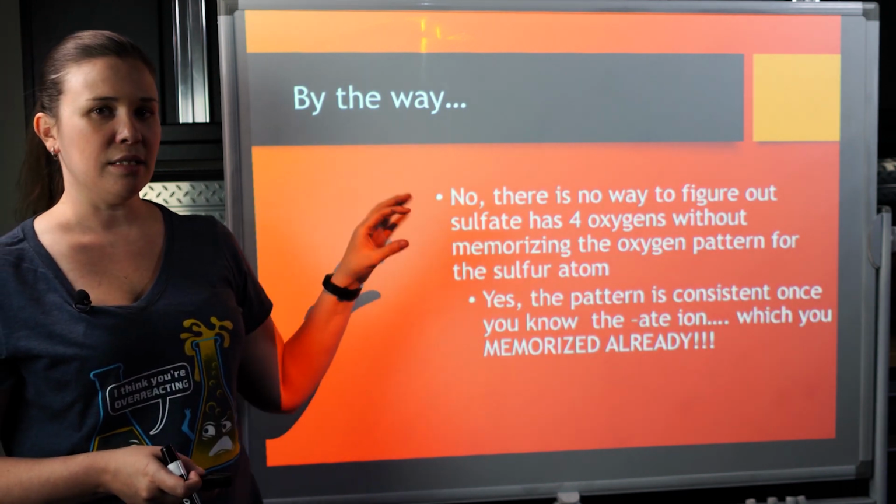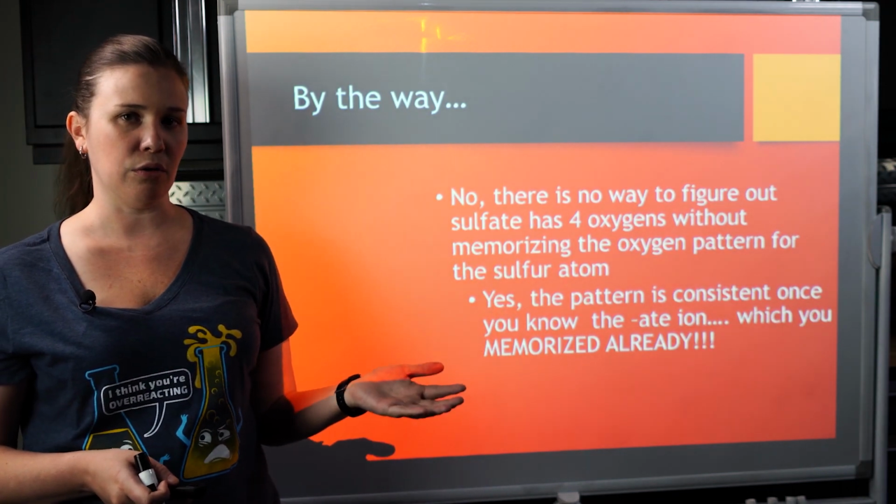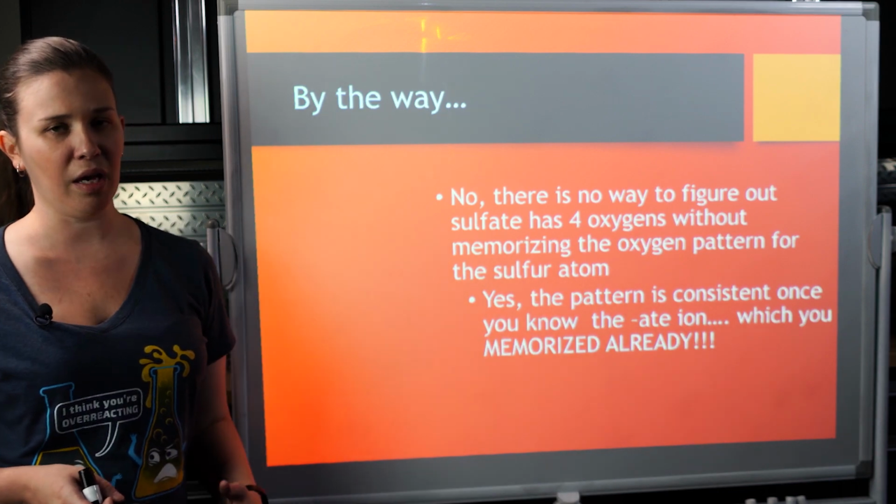So you may have noticed that some of those polyatomic ions on your list have 4 oxygens, some of them have 3.